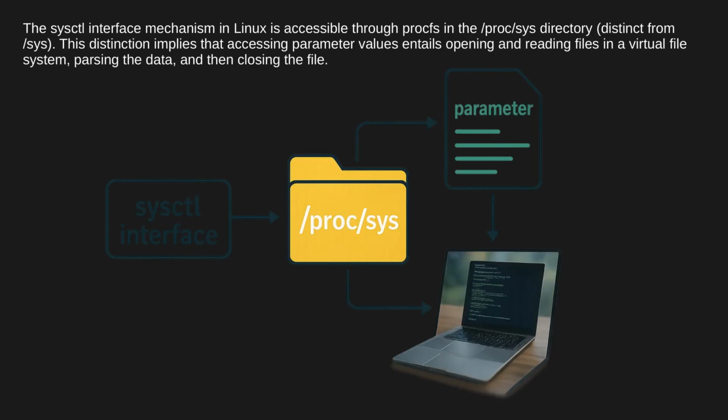The sysctl interface mechanism in Linux is accessible through procfs in the /proc/sys directory, distinct from /sys. This distinction implies that accessing parameter values entails opening and reading files in a virtual file system, parsing the data, and then closing the file.